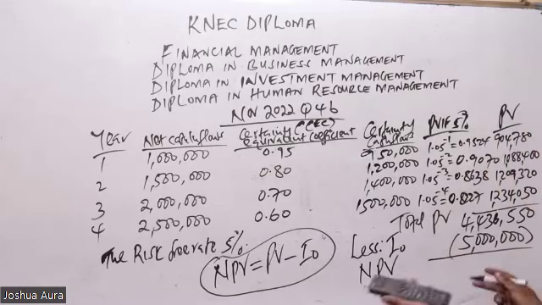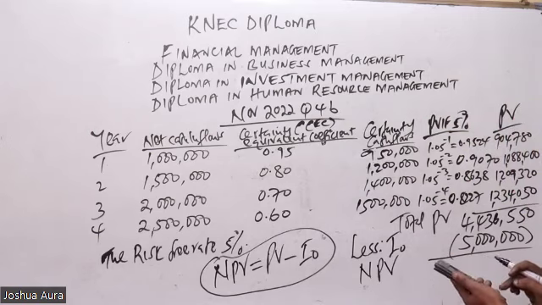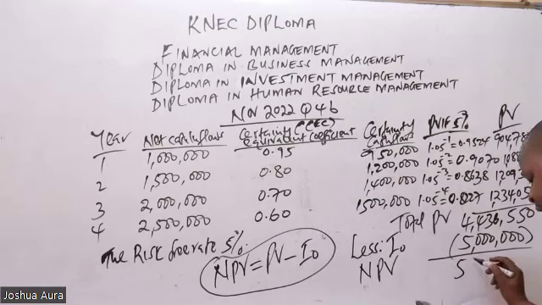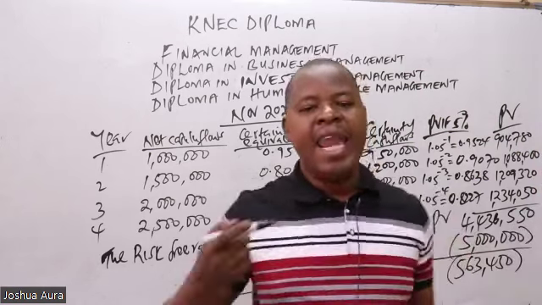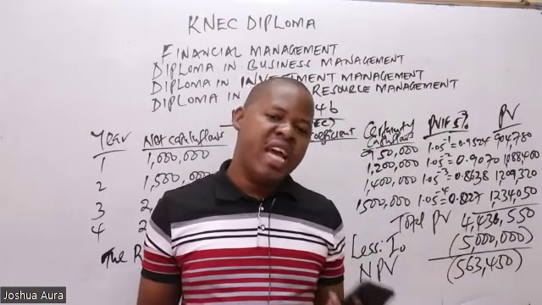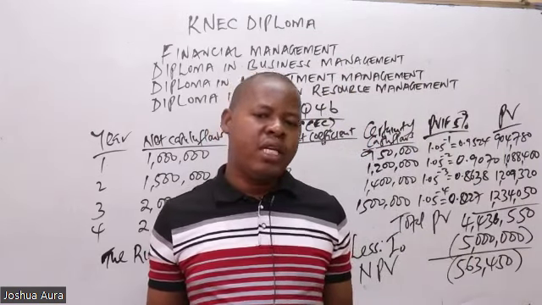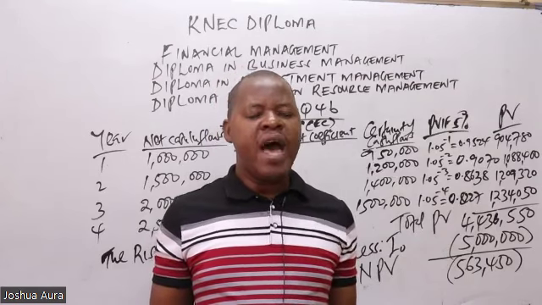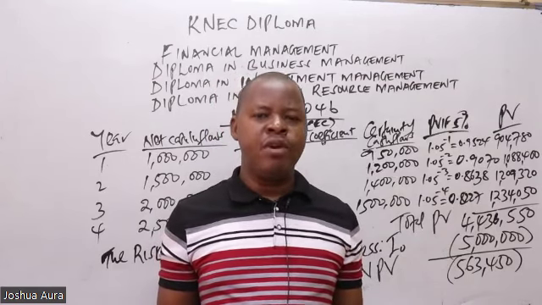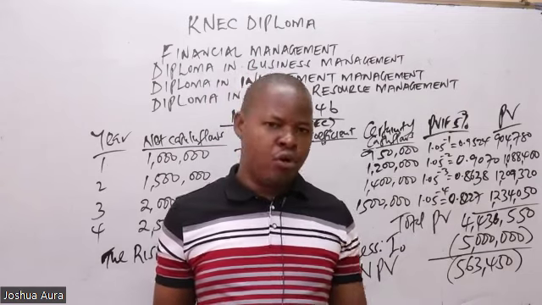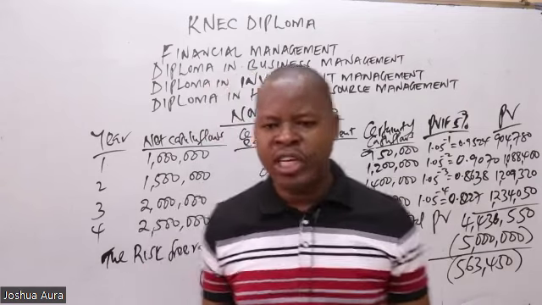So what is our net present value? We are going to take 4,436,550 minus 5 million. We are getting 563,450, but negative. So when you get a negative NPV, what is its interpretation? The interpretation of a negative NPV is that that project is not viable.